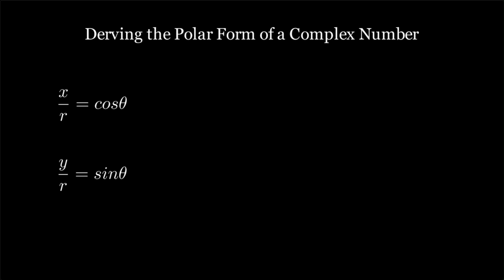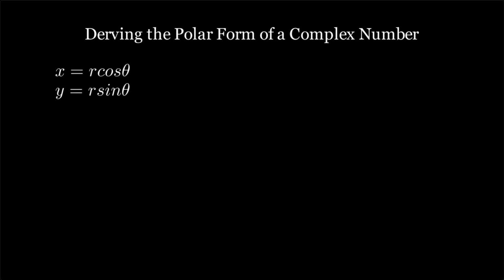we can define cosine and sine as both of these fractions, where x divided by some constant r is equal to cosine of theta, and y divided by that same constant r is equal to sine of theta. So we can do some rearranging, and we can see that x is equal to r cosine theta, and y is equal to r sine theta. Okay?